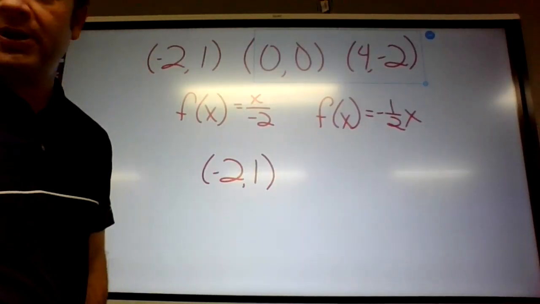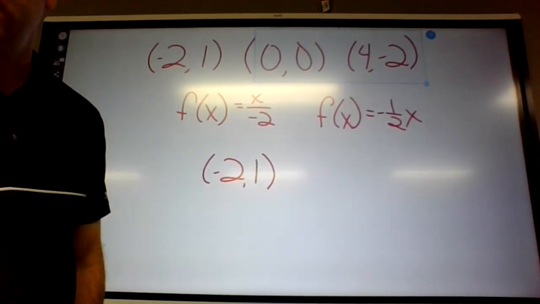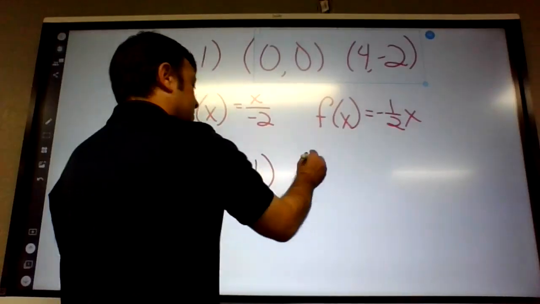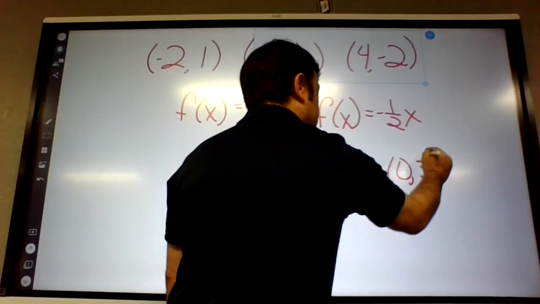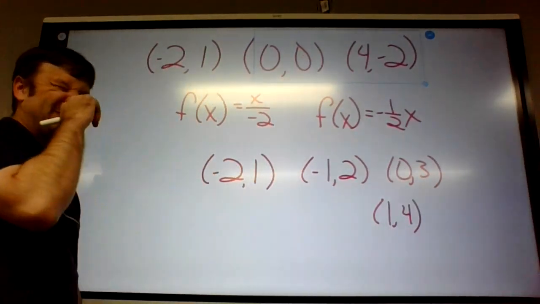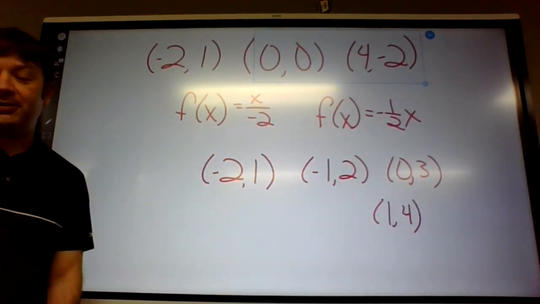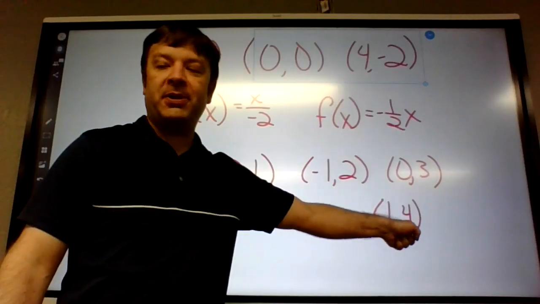What's another point on the graph? Negative 1, 2. Looks like 0, 3. 1, 4. Anyways, you got to find the pattern there. Usually it's less confusing if you look at the positive numbers.